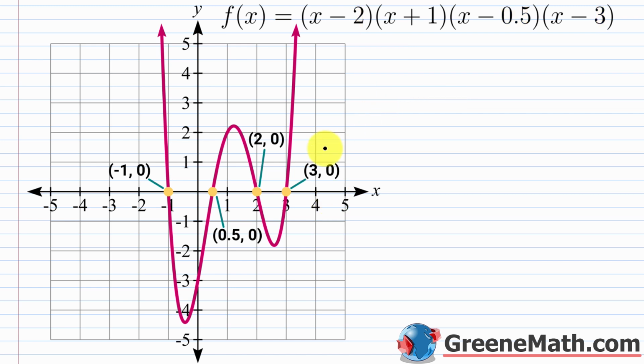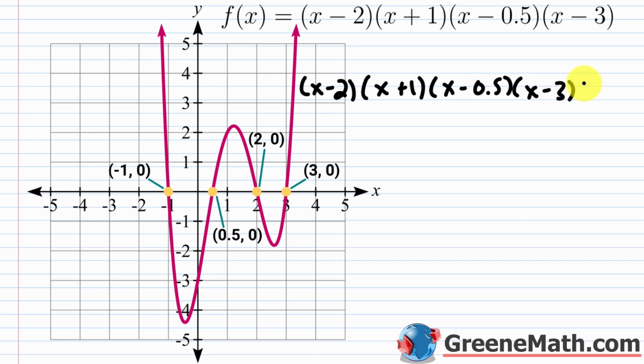So very quickly, if I asked you, just looking at the graph, not doing any kind of algebra, let's say we had x minus 2, times x plus 1, times x minus 0.5, times x minus 3. If I asked you where is this less than 0, again, just look at the graph and you would say, what are the x values for which the y values are less than 0?